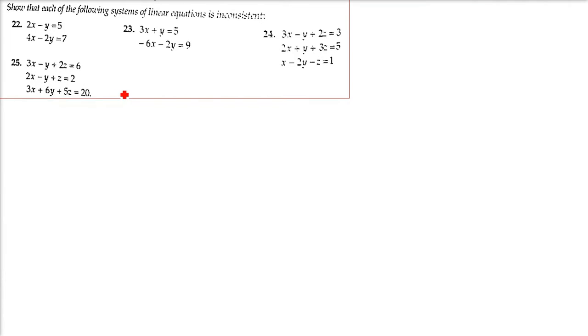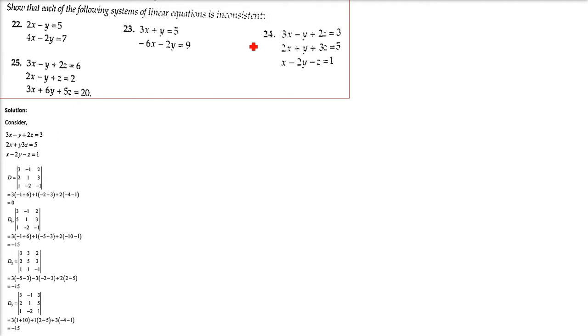So one of these I am going to tell you. Let us take 24 or 25, because by that you will understand 22 and 23 also. You will be able to understand how the inconsistency actually happens. In 3 by 3, you will be able to understand 2 by 2 also. So I am taking 3x minus y plus 2z equals 3, the 24th question.